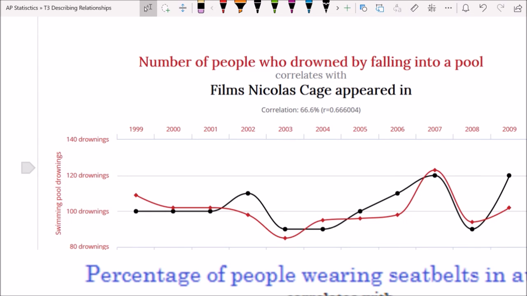The number of people who drowned by falling into a pool correlates with the films Nicolas Cage appeared in. So when Nicolas Cage makes more movies, there's more people falling into pools. I don't know. Is that a coincidence? Who knows? Maybe that's causal. I'm not sure. Depends on if you like Nick Cage or not. In any event, it's kind of just a silly one.